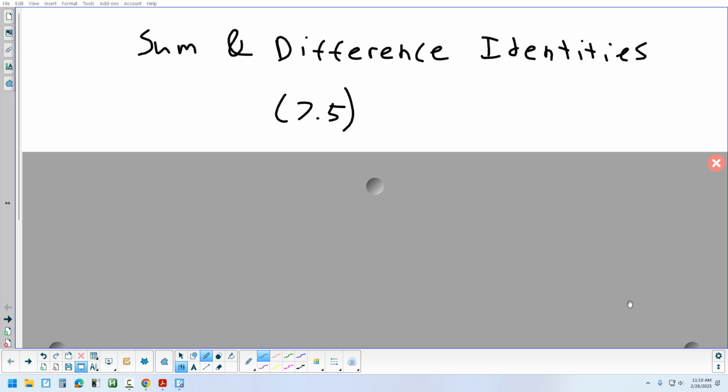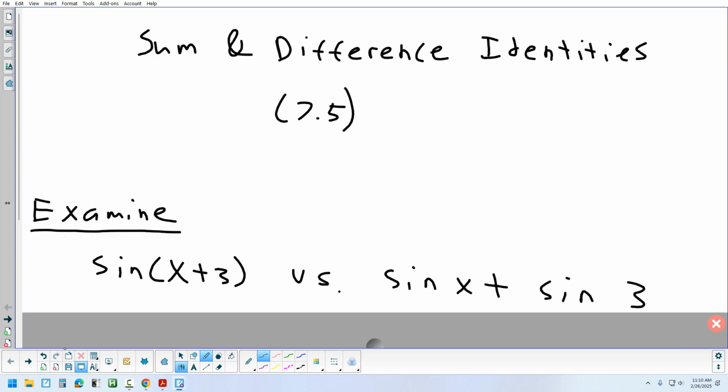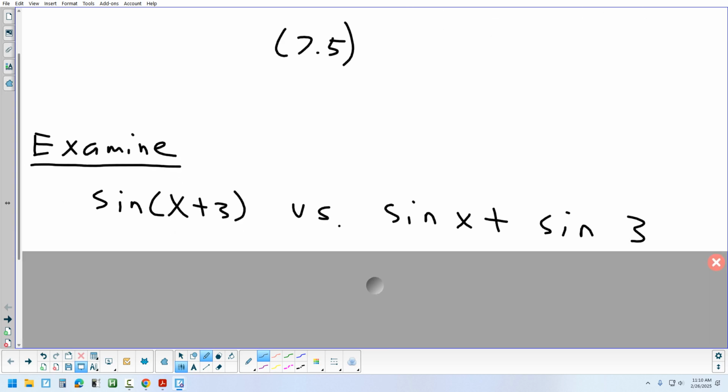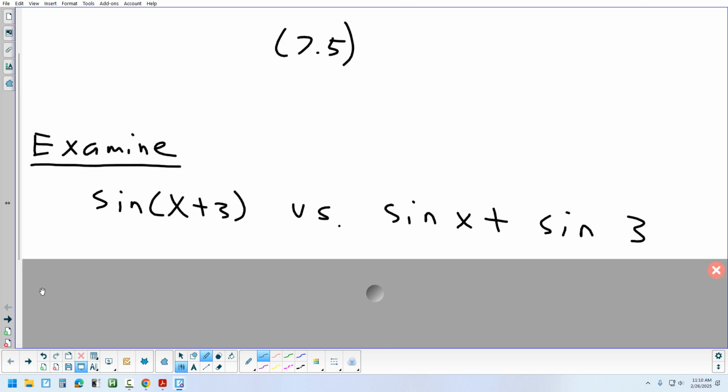All right, the last section we are going to look at this week is 7.5. We're going to split this up into 2 days. So we'll do half today and then half tomorrow. So what I want to look at is what happens when we have something added or subtracted inside the argument.